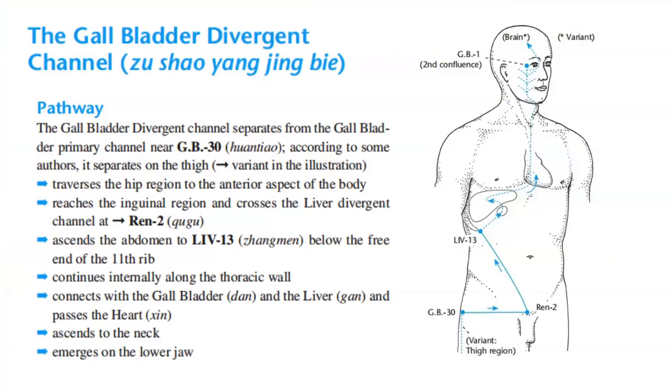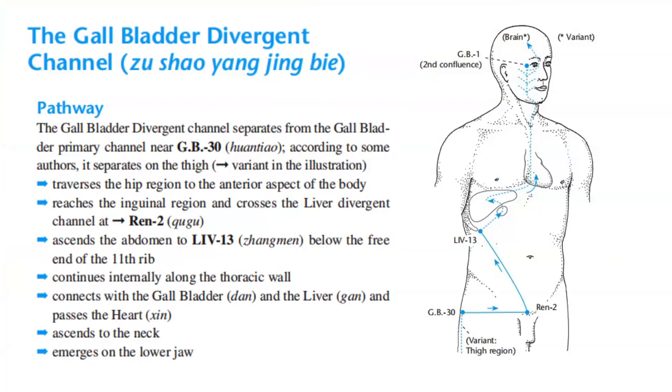The gallbladder divergent channel separates from the gallbladder primary channel near gallbladder 30. According to some authors, it separates on the thigh. The illustration on the right shows the variant where it separates.